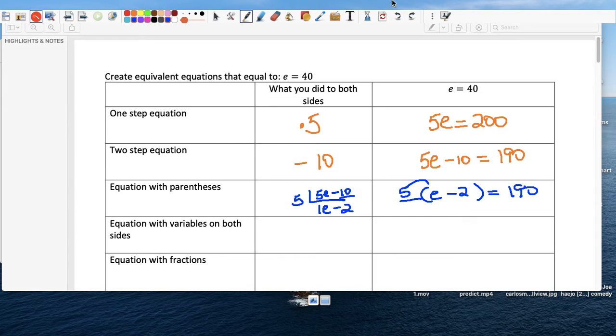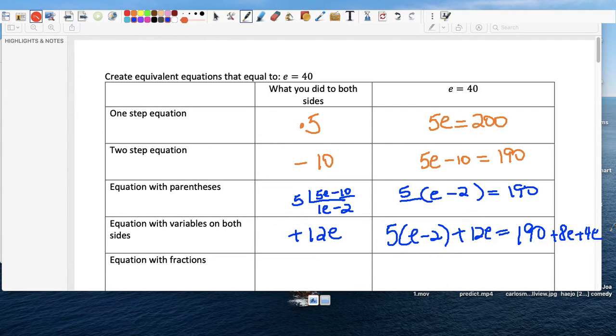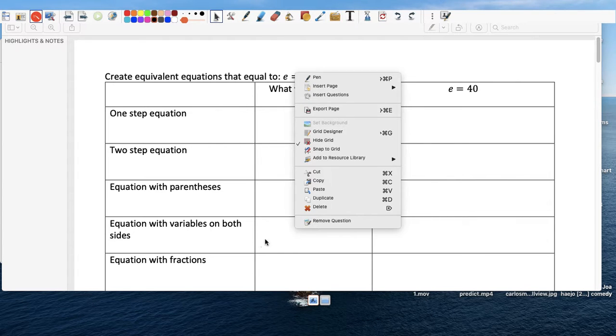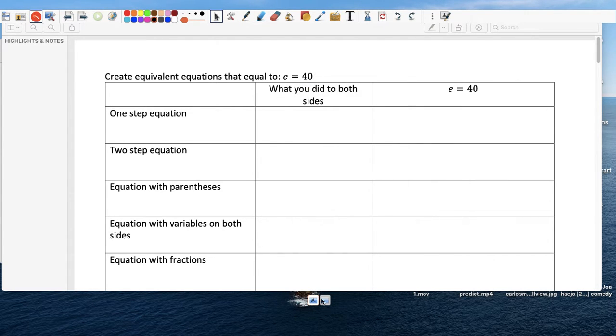Now we want to add a variable to both sides, so let's add 12e to both sides. I'm going to go 5e minus 2 plus 12e. On this side, I'm going to go 190. Yes, I can do plus 12e, but let's do plus 8e plus 4e, just as an example. Okay, I don't think I'm going to do all of them. I'll probably do two more examples. That's probably enough for you guys.